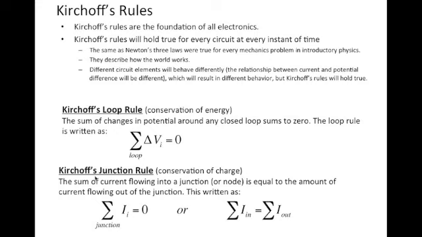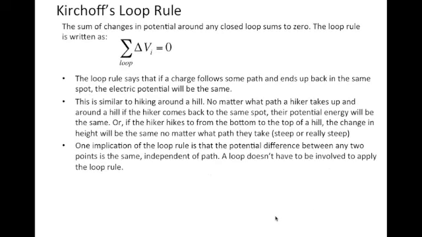Kirchhoff's junction rule, which is essentially conservation of charge, says the sum of the currents flowing into a junction is equal to the amount of current flowing out of the junction, and it's written in two ways: either as the sum of the currents into a node is equal to zero, or the sum of the currents into a node is equal to the sum of the currents out of a node. So let's see a little bit more about what this means.